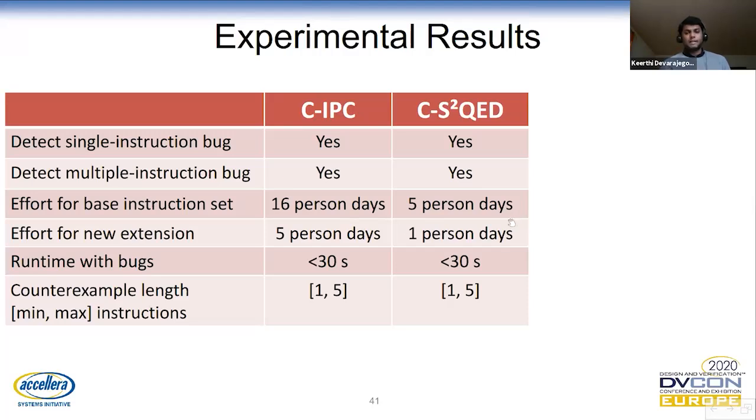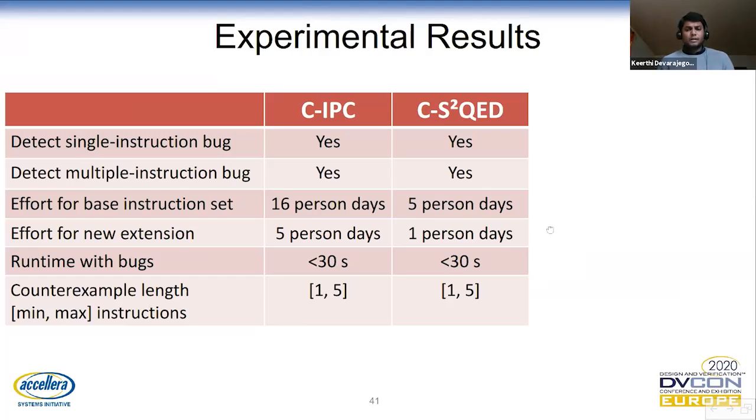And for the additional ISA, depending on the type of the instruction extension, we only have to change the macro that is written in this property. And that means it requires very less time for implementing. And again, when it comes to the runtime and then the counterexample, it has a similar effect as CIPC.